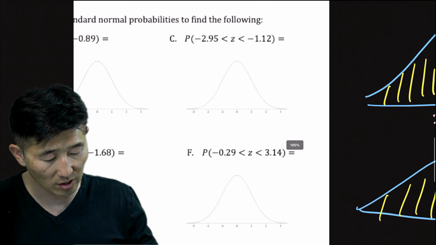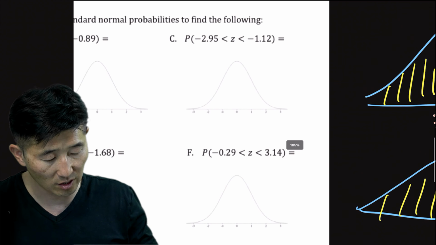So when they say p, they mean probability. The probability that you're going to land between a z-score of negative 0.29 and 3.14. So when they ask you for probability, they're asking you for the percentage. All of these numbers are the p's, the probabilities. So you have to present these numbers.